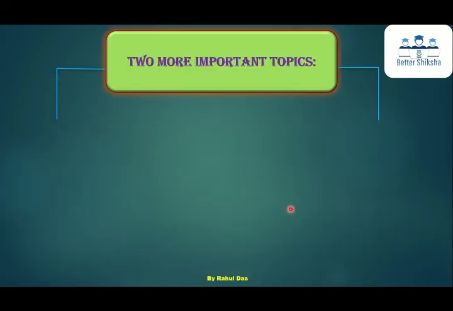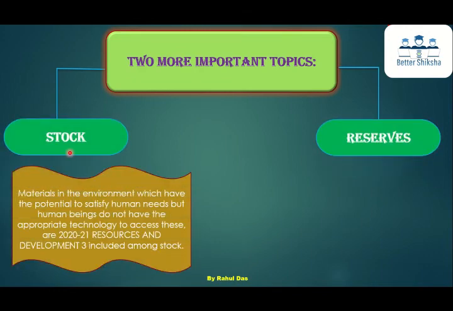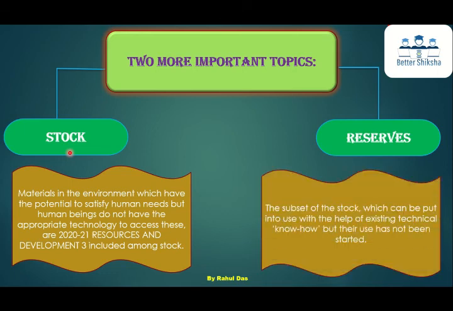We have two more important topics to study, that is stock and reserves. What is stock? Stock means material in the environment which has the potential to satisfy human needs, but human beings do not have the appropriate technology to access it. That is known as stock. What is reserve? Reserve is a subset of stock which can be put to use with the help of existing technology, but its use has not been started yet. So these are the reserves.